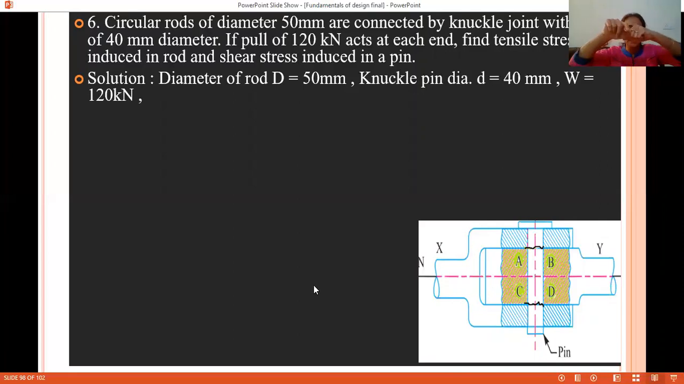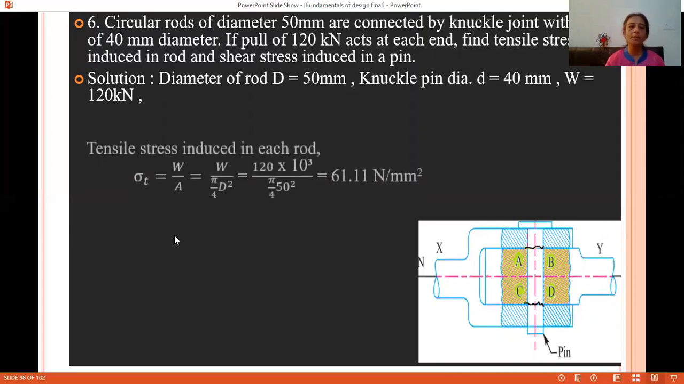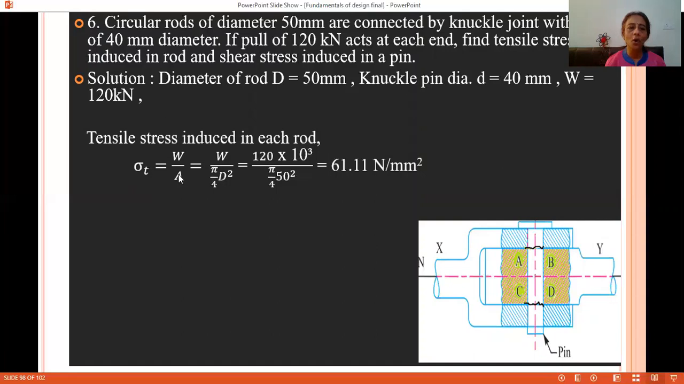So friends, as we can see, the load is acting here. So when the load is acting here, the rod is here. So the rod is subjected to which failure? Tensile failure. So considering tensile failure of the rod, sigma T is equal to W upon the area of the rod, which comes to pi by 4 into capital D square. Knowing all the values, after substitution we will find the tensile stress induced in the rod material.